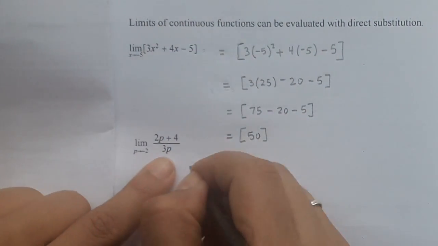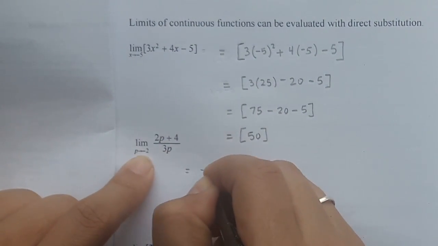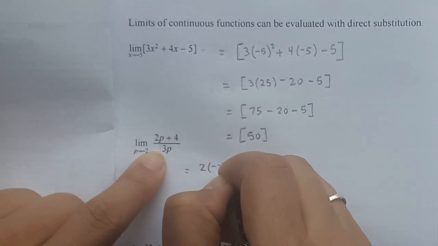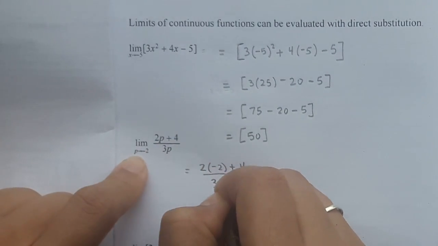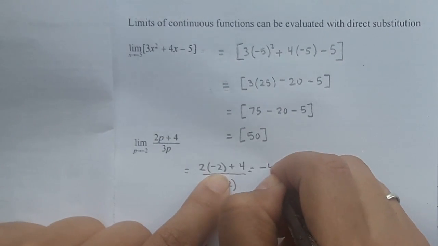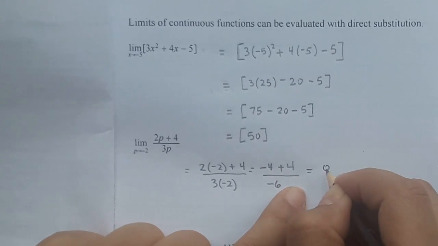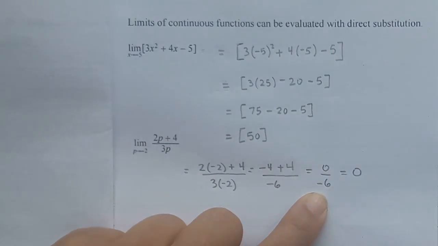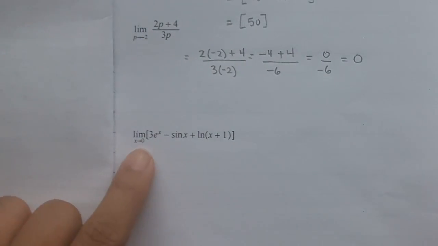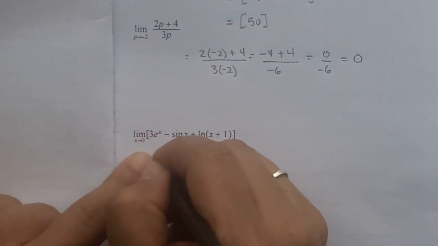Alright, next one. Plug in -2. Everywhere I see p, I'm going to put in -2. So it's 2 times -2 plus 4 over 3 times -2. And then evaluate it. 2 times negative 2 is negative 4, plus 4, and 3 times negative 2 is negative 6. 0 divided by negative 6 is 0. You just can't divide anything by 0, but you can divide 0 by a number.